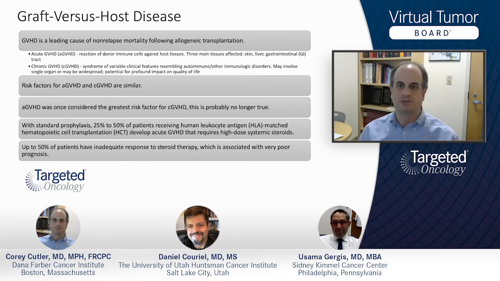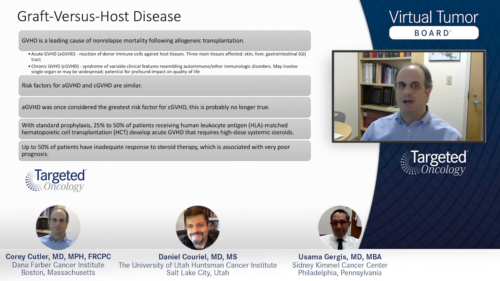Chronic graft-versus-host disease, on the other hand, is a very heterogeneous syndrome that occurs months to even years following transplantation. It resembles a number of immunologic or autoimmune diseases and really is quite a unique syndrome in each individual patient in whom it's affecting. It really has long-term implications on quality of life for the patients that are affected. The risk factors for acute and chronic GvHD are actually quite similar, and acute GvHD was once thought to be the main risk factor for the occurrence of chronic graft-versus-host disease.